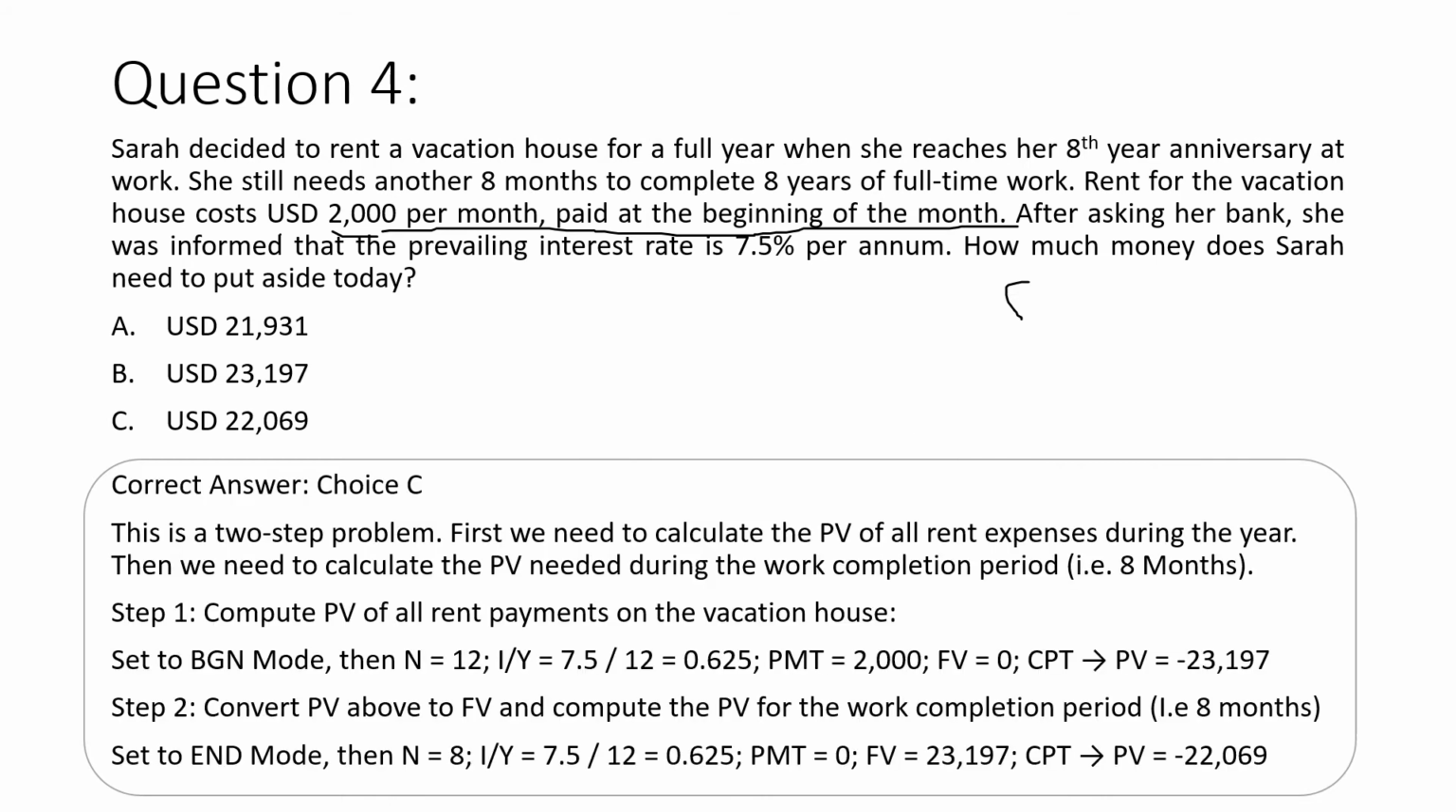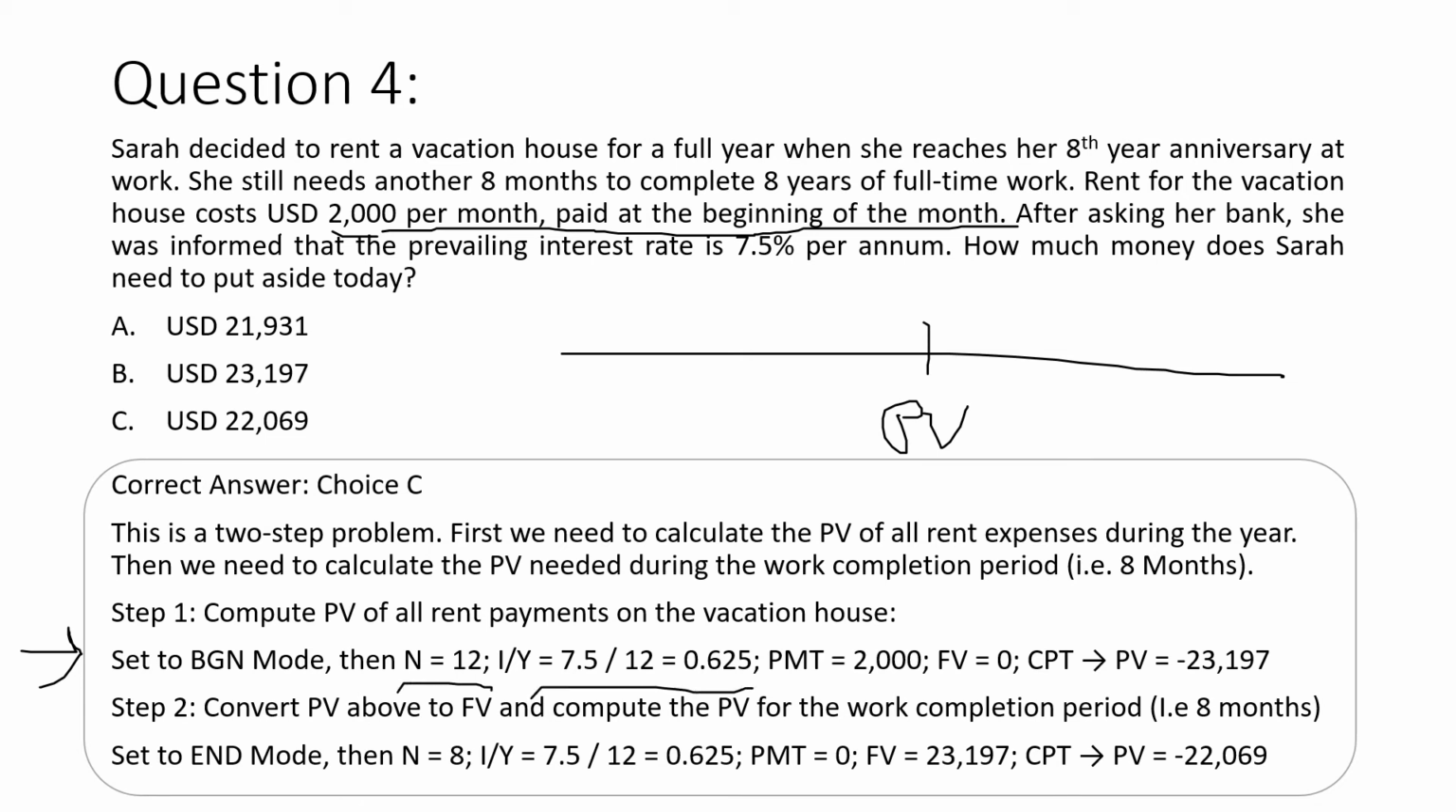So, as we mentioned, we need to calculate the PV of all the rents, of the PV of the annuity due. Since it's an annuity due, we know by now that we have to use the beginning mode. Okay, this is very important. The beginning mode with a 12-month period, so n is 12. Interest rate is 7.5% per annum. However, we have to divide it by 12. Payments or rent payments, which are 2,000. FV is 0. So we compute the PV of 23,197.